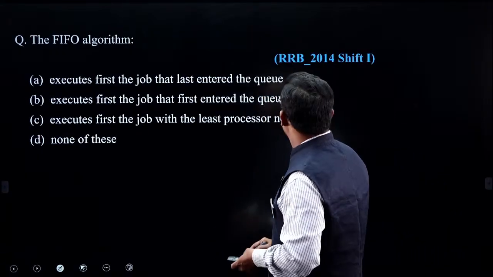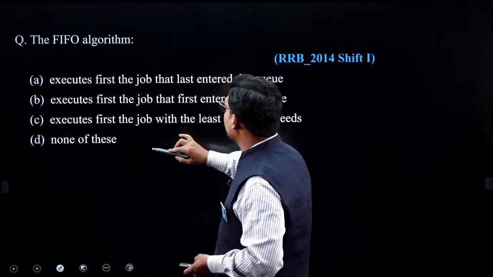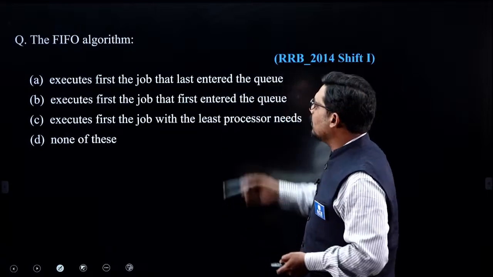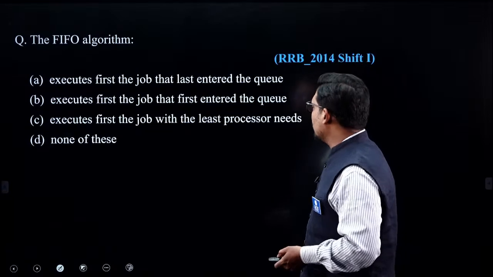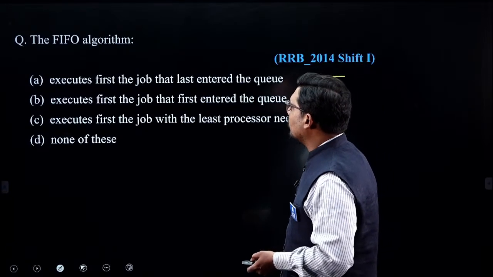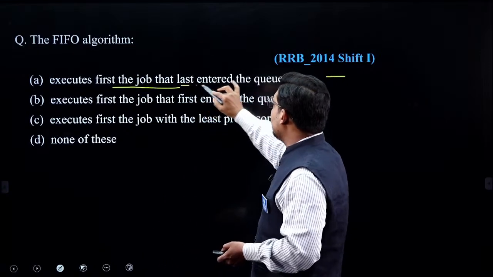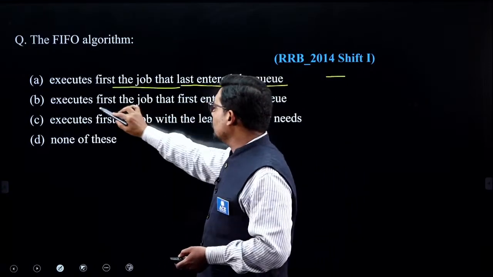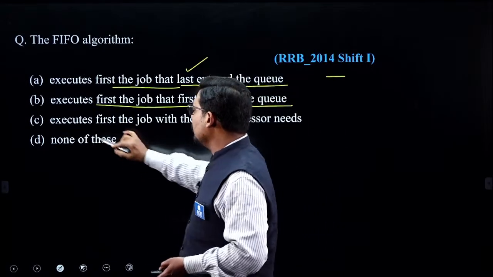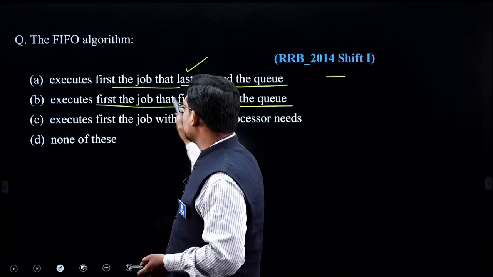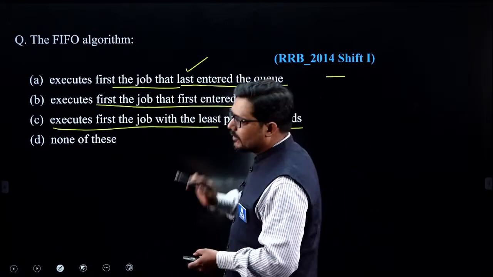Look at a few more questions. The FIFO algorithm executes the jobs first in, first out. This topic is from operating system. How does this FIFO algorithm work? Execute first the job that entered the queue first; execute first the job that last entered the queue; the first option is the first entered, the second is the last entered; execute first the job with the least processor needs; and none of these.